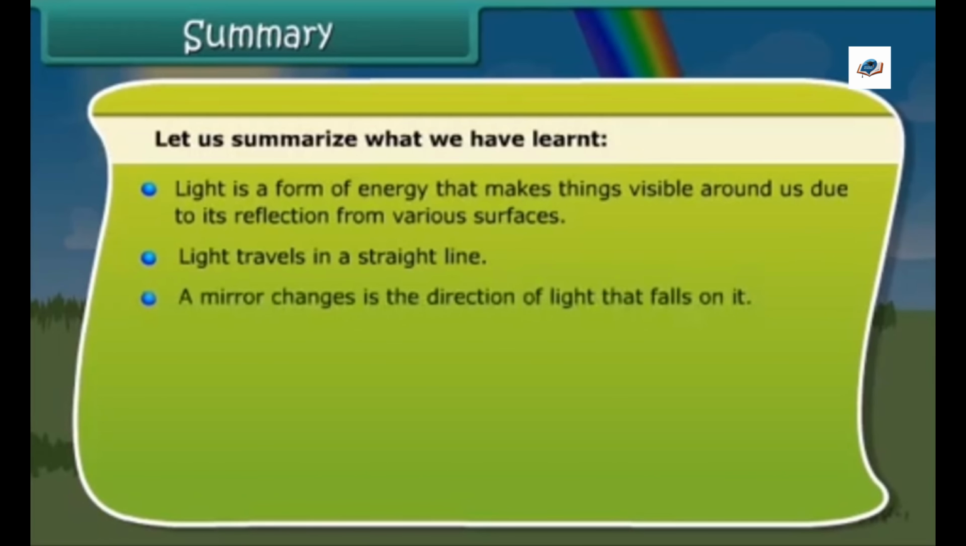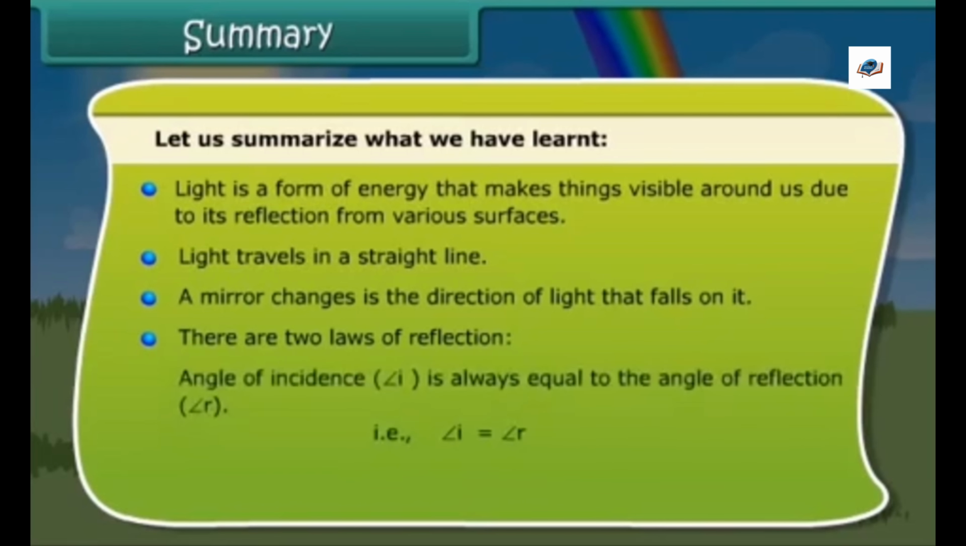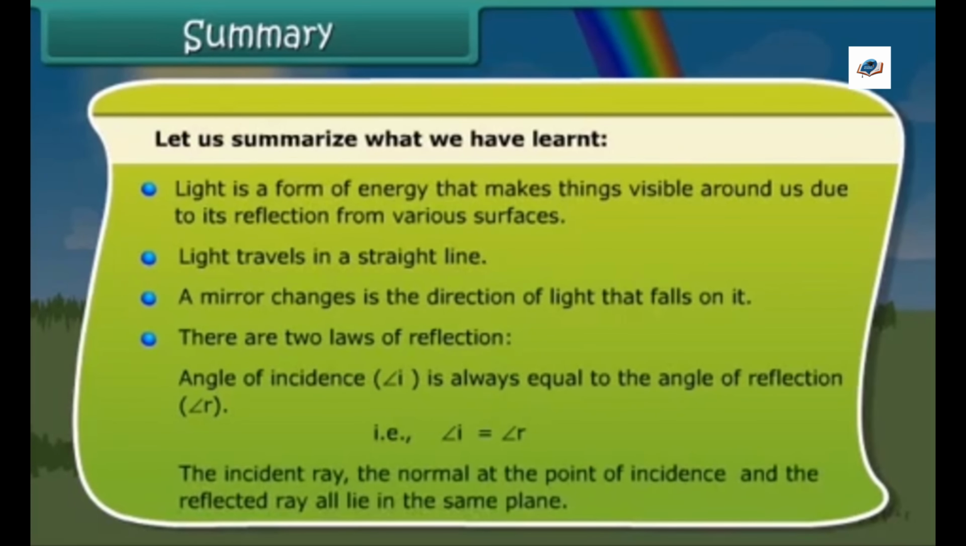A mirror changes the direction of light that falls on it. There are 2 laws of reflection. Angle of incidence is always equal to the angle of reflection. That is, angle I is equal to angle R. The incident ray, the normal at the point of incidence, and the reflected ray all lie in the same plane.